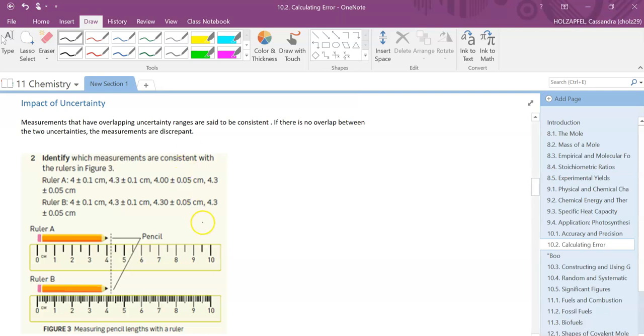So let's have a look at this question here. Identify which measurements are consistent with the rulers in figure 3. And so what we would do is we would actually work out the values, or the ranges, for each of these. So what I mean, our first one is plus or minus 0.1. So that's going to be from 3.9 centimeters to 4.1 centimeters. So our measurements are going to fall within this particular range. So I'm going to go ahead and do that for each.